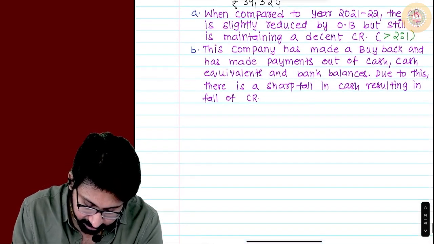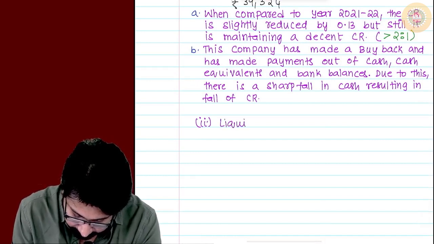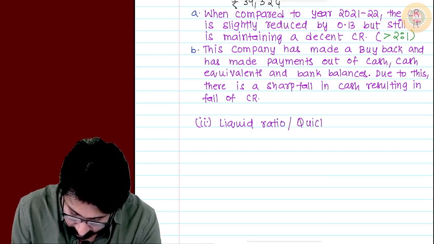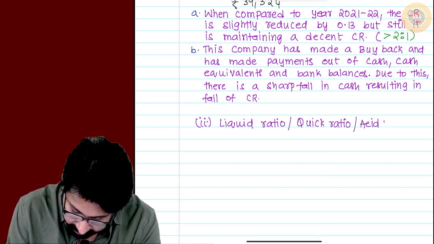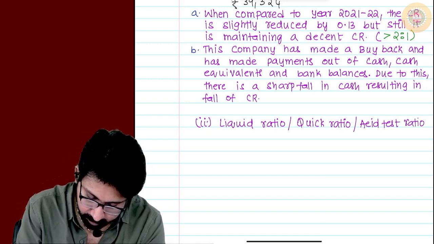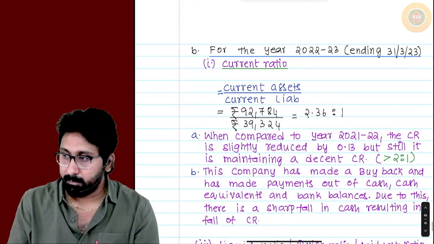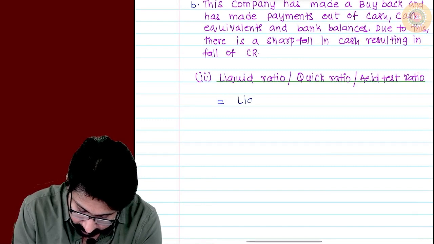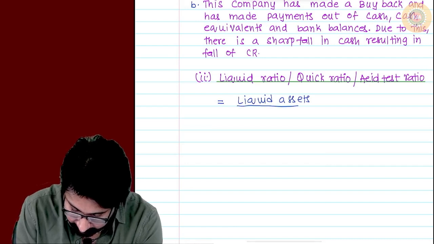What is the second ratio we need to analyze? Write down the liquid ratio, also called the quick ratio, also called the acid test ratio. Please participate and tell me what the formula is. Liquid assets by current liabilities.